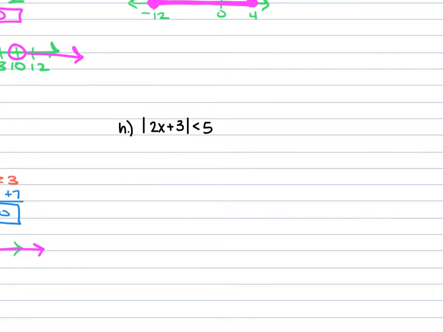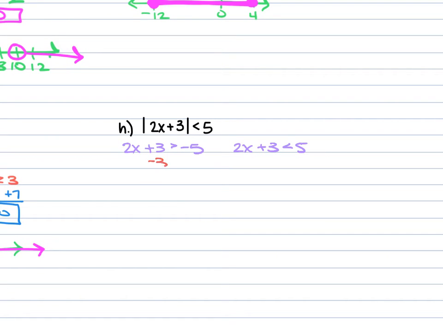For h, we have the absolute value of 2x plus 3 is less than 5. So form your two inequalities. 2x plus 3 is greater than negative 5, and 2x plus 3 is less than 5.